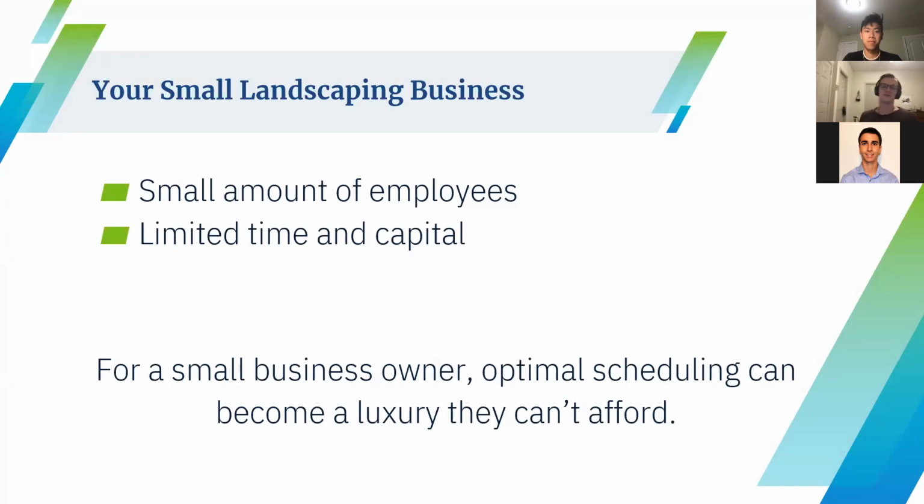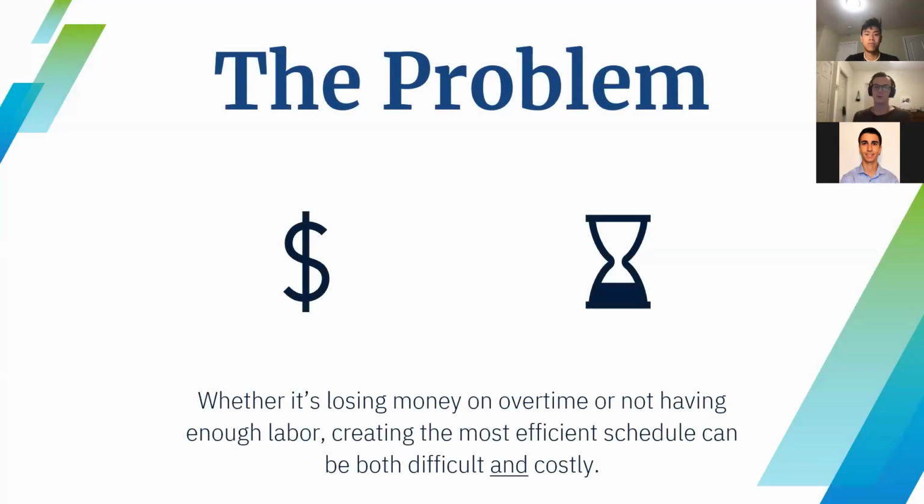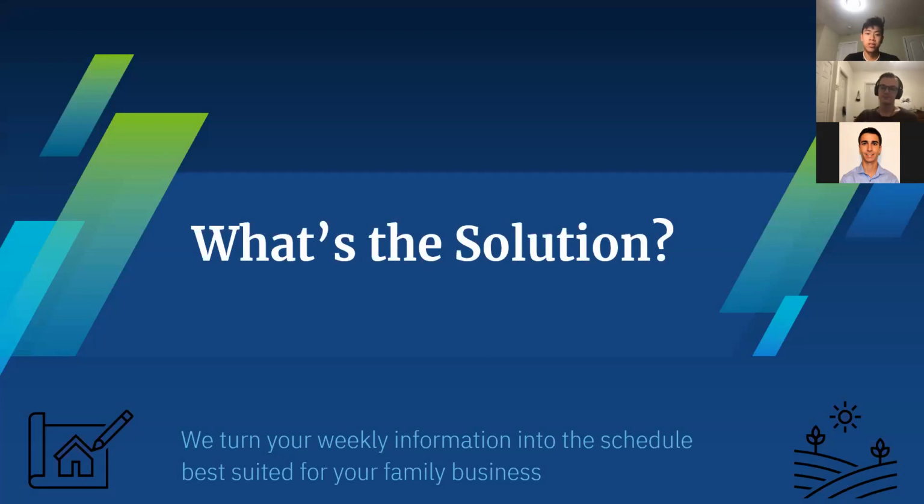Now, oftentimes for your small landscaping business, a lot of your problems are going to constitute having a small amount of employees and you're going to have limited time and capital. For a small business owner, optimal scheduling can become a luxury that you can't afford because of these issues. But the main problem is that whether it's losing money on overtime for scheduling extra employees to cover these hours or not having enough labor, creating this efficient, optimized schedule can be both difficult and costly to you as a small business owner. So what is the solution?